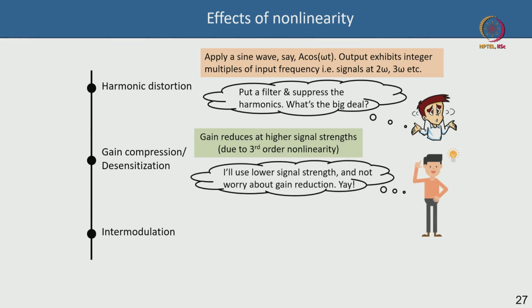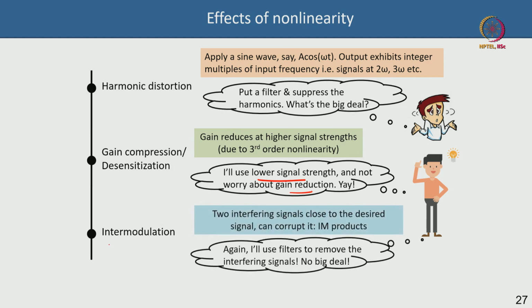Okay. So of course if you have gain compression, people can say that I will use lower signal strength and not worry about it, but again not in all applications can you use lower signal strength, you need to use higher signal strength in many situations. So that is not a viable solution all the time, okay. And also this has ramifications on other aspects of the circuit as well, okay.